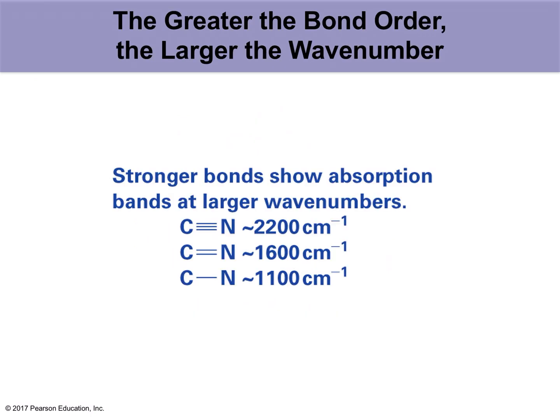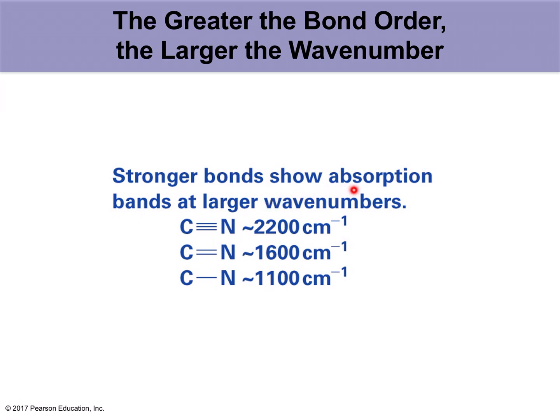And then look at the bond order. The greater the bond order, the larger the wave number. Bond order tells us how many bonds are between two atoms. So this is a triple bond, double bond, single bond between carbon and nitrogen. Which one is stronger between the triple, double and the single? It's a triple bond, right? It's like you have 3 ropes between carbon and nitrogen. 2 ropes, 1 rope. It's difficult to break if there are 3 ropes bound together. So this is a stronger bond.